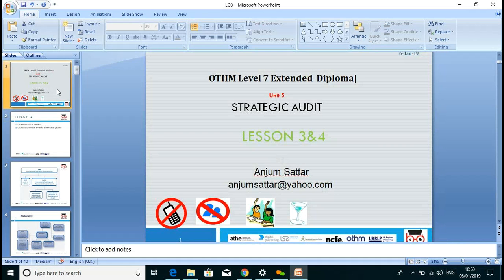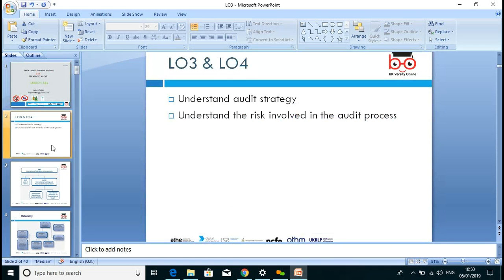This session is based on learning outcome 3 and 4. I'm mentioning lessons 3 and 4 together as a combined lesson, because these learning outcomes are very small, but we need to be focused on the key points to meet and address the assessment criteria.